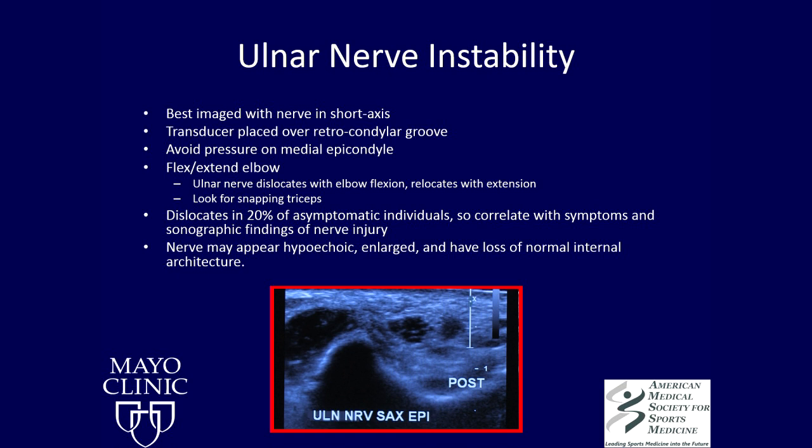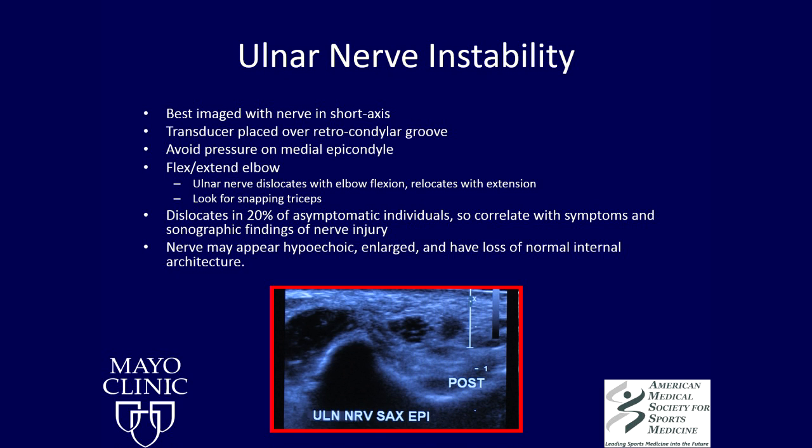And then you want to flex and extend the elbow. During flexion, it will dislocate, and during extension, it will relocate. You always want to make sure also that there isn't an associated snapping medial head of the triceps. Now, 20% of asymptomatic individuals will have ulnar nerve instability. So just because they have instability in this area does not mean it's pathologic, and it doesn't necessarily need any specific treatment. If the nerve is affected, it can be hypoechoic and enlarged and have loss of its normal internal architecture.